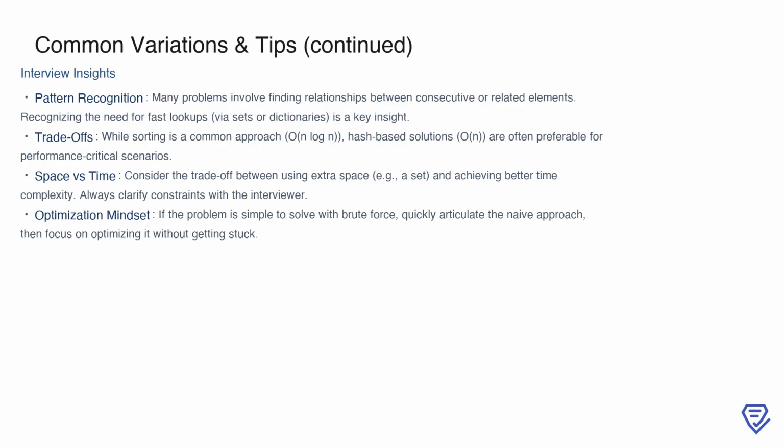Additionally, think about the balance between space and time. Using extra space, such as a set, can significantly improve time complexity, but it's always a good idea to clarify constraints with your interviewer to choose the best approach. Finally, maintain an optimization mindset. Start by quickly explaining the brute force approach to establish your understanding, then shift focus to optimizing the solution. This demonstrates both clarity of thought and problem-solving ability.